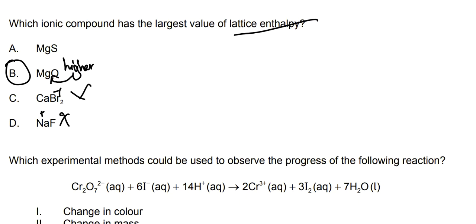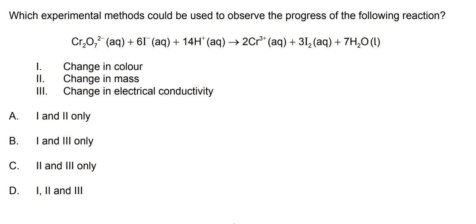so B is the correct answer. Which experimental methods could be used to observe the progress of the following reaction? Changing color: we do have chromium ions, and they are changing in oxidation state, so this works. Change in mass: we don't have a gas being produced at all, so this doesn't work. Change in electrical conductivity: the number of ions goes from 7 to something much less, so this does work. So 1 and 3 seem to be the correct answers, so B is the correct answer.